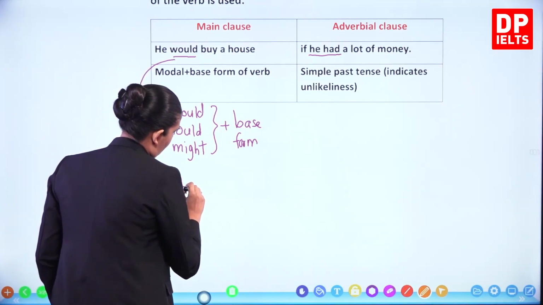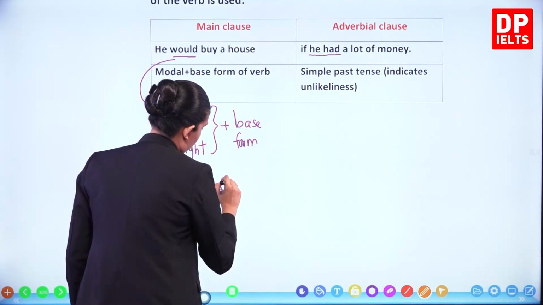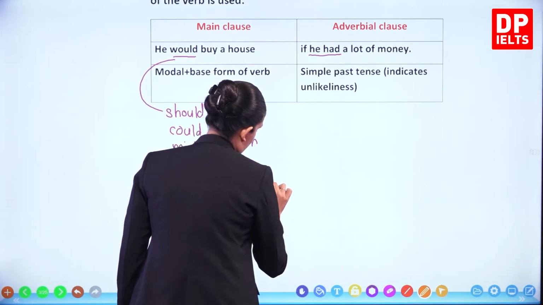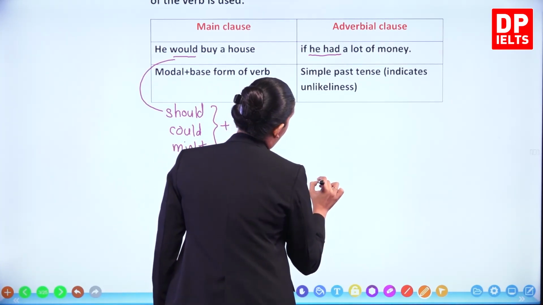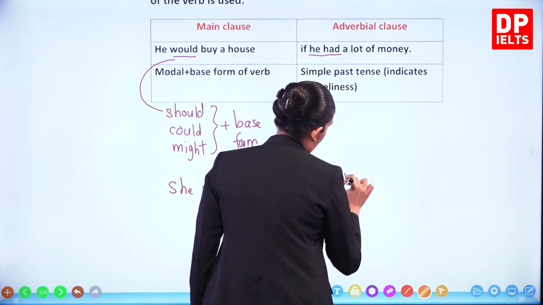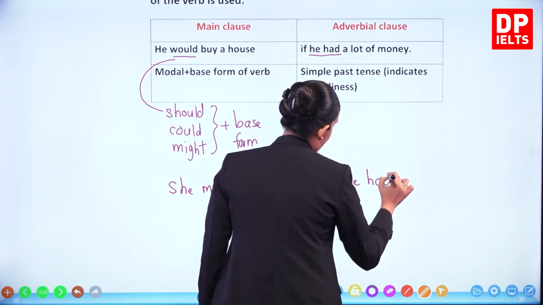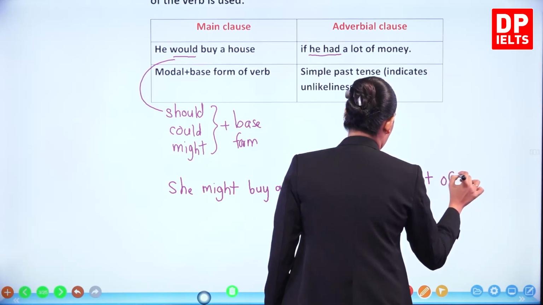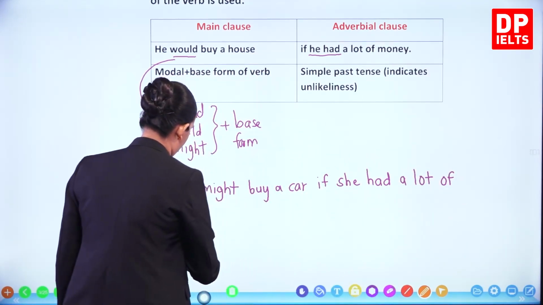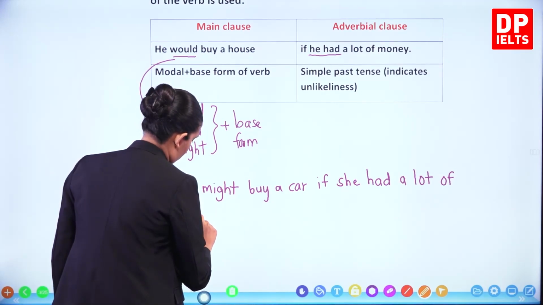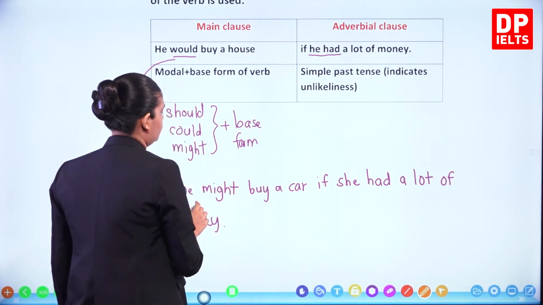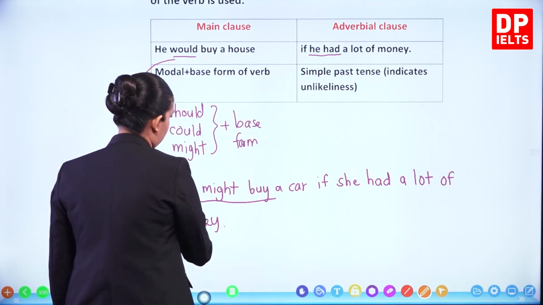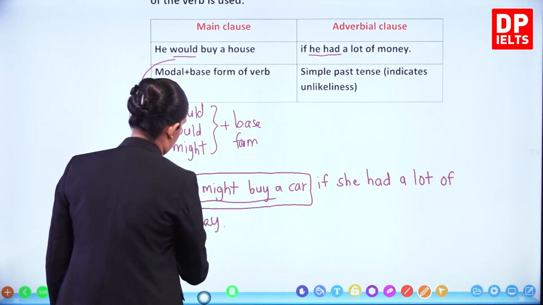She might buy a car if she had a lot of money. So here you have the modal plus the base form of the verb, right? And this bit is your main clause.